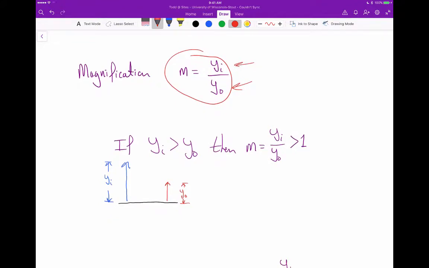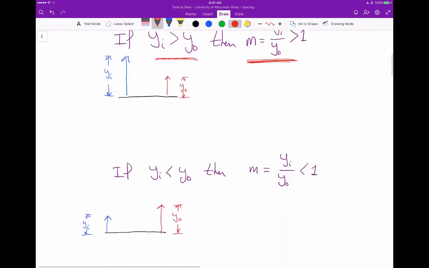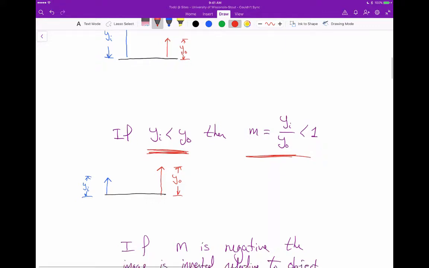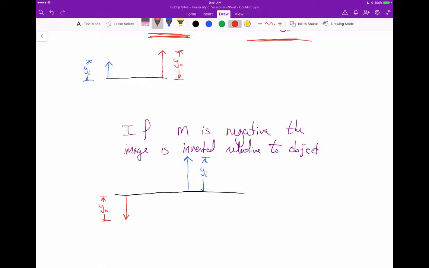All right, so if the image height is larger than the object height, then clearly we have a magnification greater than 1. The image is bigger. We have it magnified. If, on the other hand, the image is smaller than the object, well, we're going to have a magnification less than 1. The image is shrunk down compared to the object. Now, as previously mentioned, if the magnification is negative, this means that the image is inverted relative to the object.